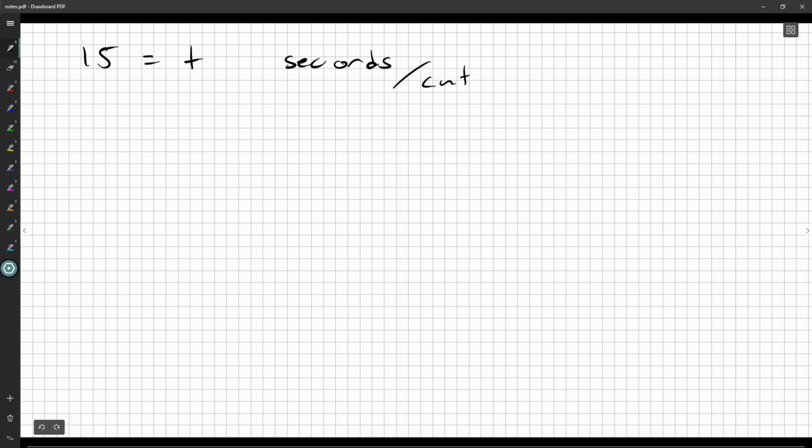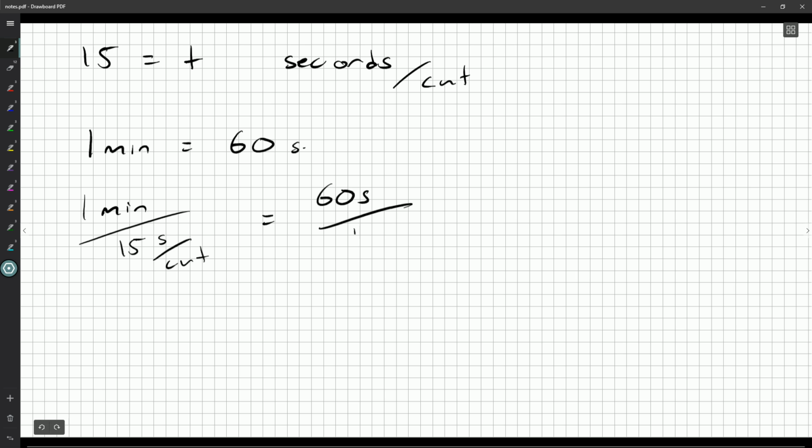Okay, so we know 1 minute is equal to 60 seconds. So 1 minute, how many cuts per second? Or how many, we get 15 seconds per cut. So that's really 60 seconds over 15 seconds per cut. And we sort of invert and multiply.